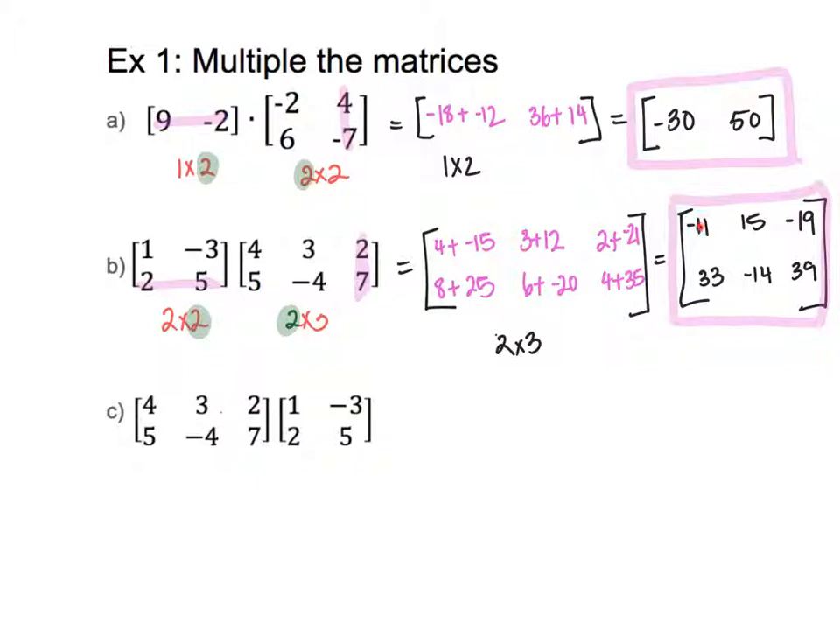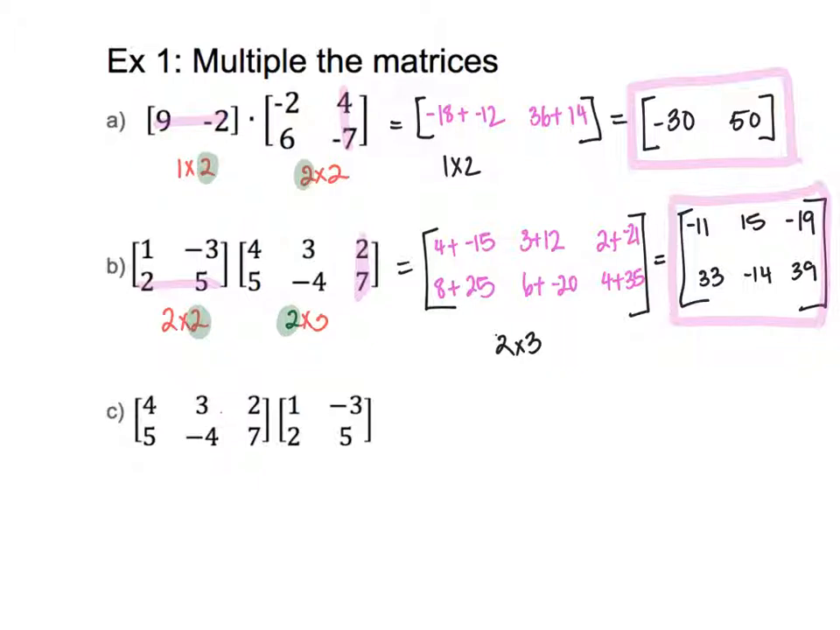So the position of this number tells you where it comes from, what row and column you needed to multiply to get that number. Like this one here, if I wanted to get that 15, that is the first row, second column. So I need to multiply the first row with the second column, and that's how I get the 15.